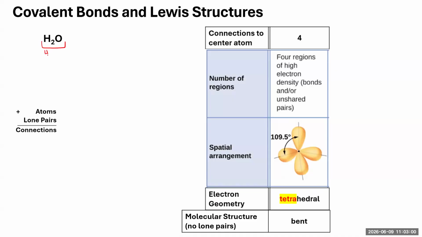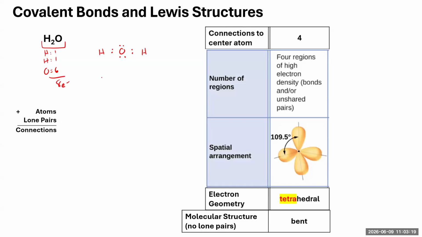Water, H2O. We have two H's. Each of those has one valence electron. Oxygen has six valence electrons. We have eight electrons total. The only way to draw water symmetrically I know is like this. And we finish this up by putting the electrons on.